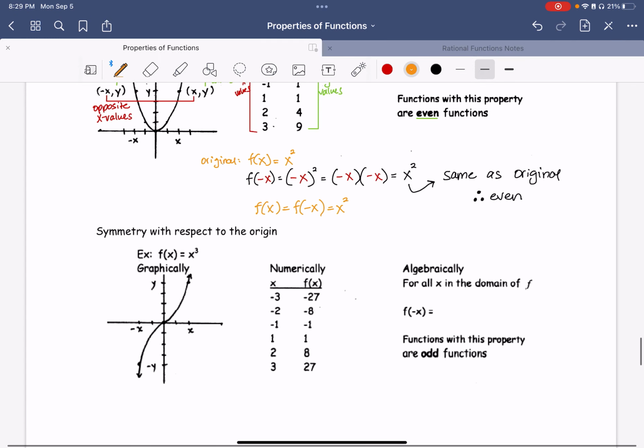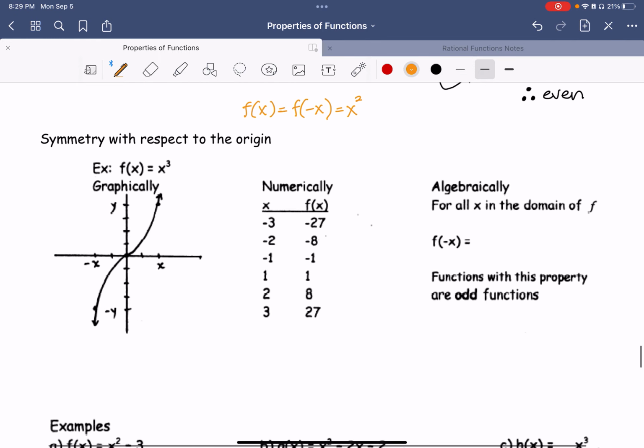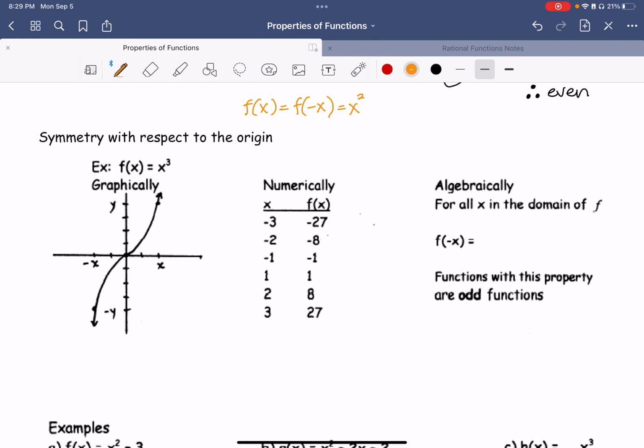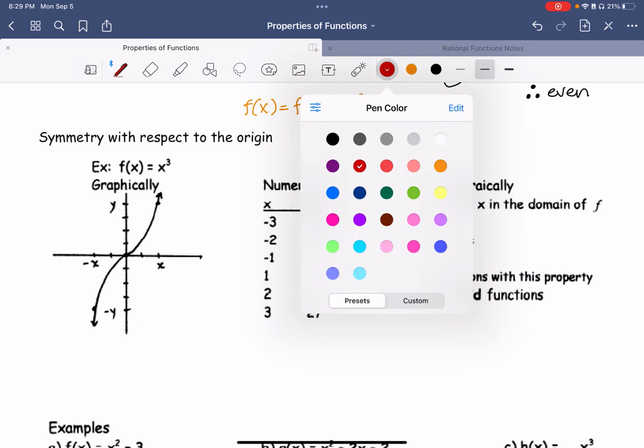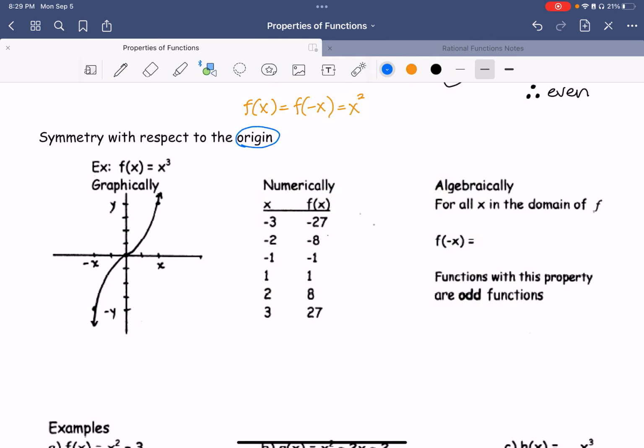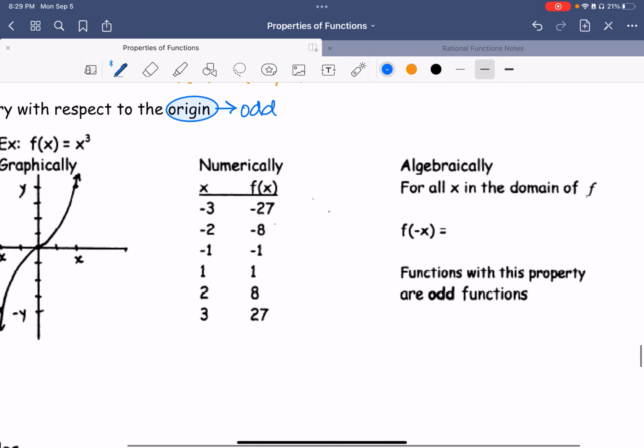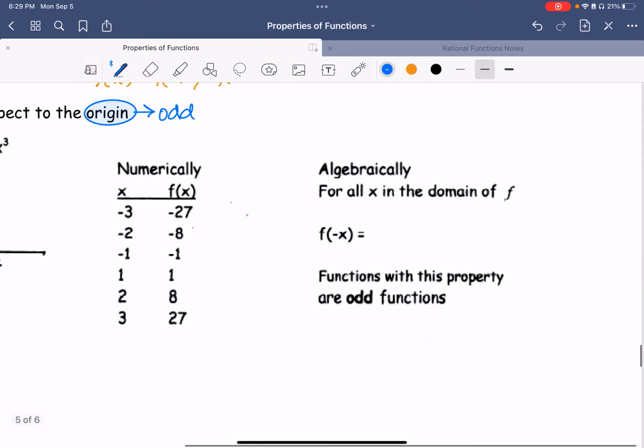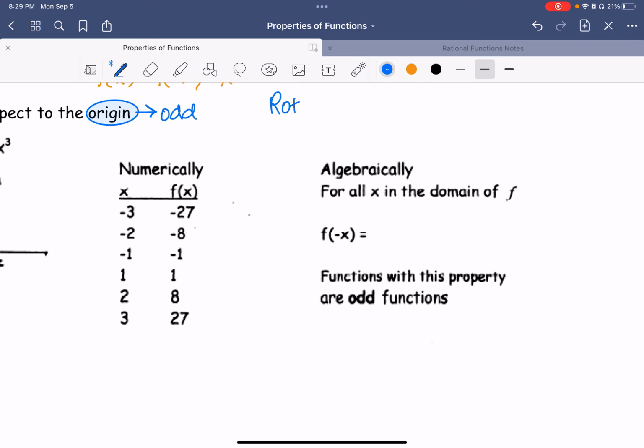Okay, moving on to odd. So an odd function is when you have symmetry with respect to the origin. So if you have symmetry with respect to the origin, you get an odd function. And graphically, what that looks like is you can rotate the graph 180 degrees. 180 degrees is upside down. If you turn your paper upside down, the graph is the same right side up and upside down.